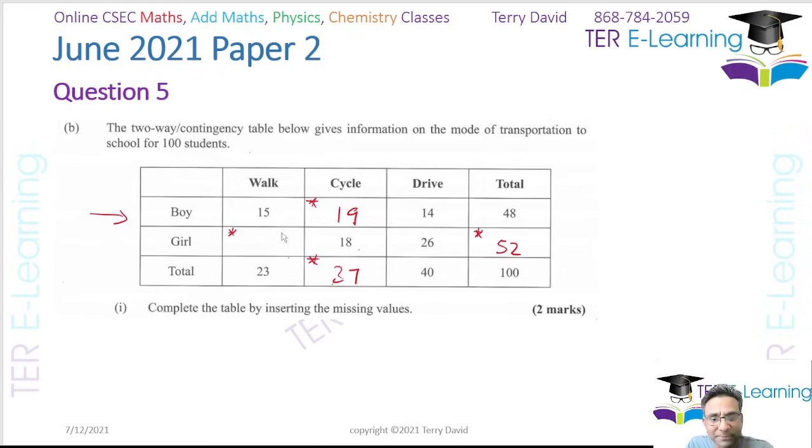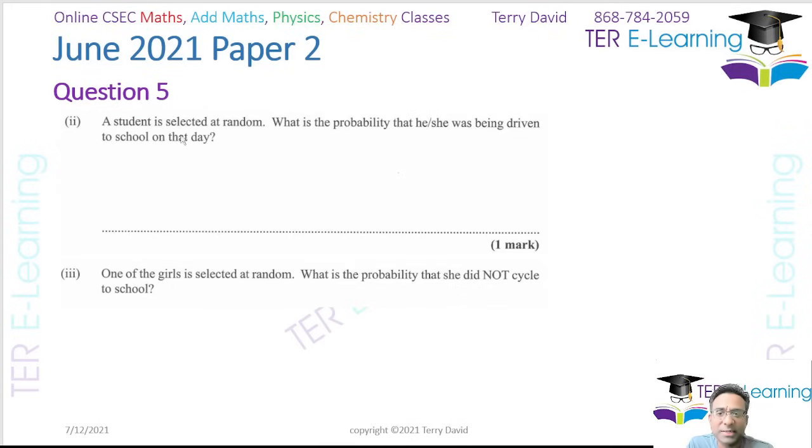So I'm going to get 8 here, right? So this is our table, the complete missing table. This is easy to mark here in the exam. Now let's see what else they want here. A student is selected at random. So we're talking about probability. The probability that he or she is being driven to school on that day. So we didn't specify boy or girl, but we want to see how many are driving to school.